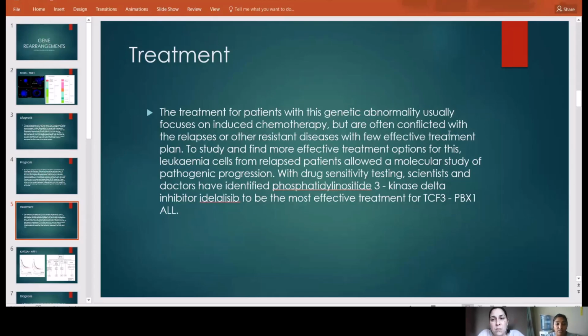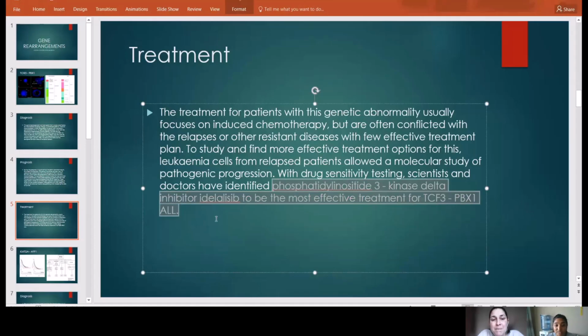To study more effective treatment options for this, leukemia from relapse patients allowed a molecular study of pathogenic progression. With drug sensitivity, scientists have identified this specific drug. I do not want to try to pronounce it. I might make a fool of myself. This drug is the most effective treatment for the TCR gene.